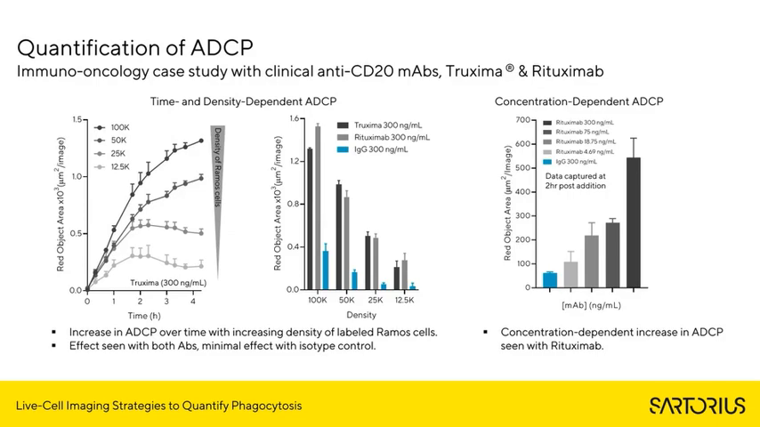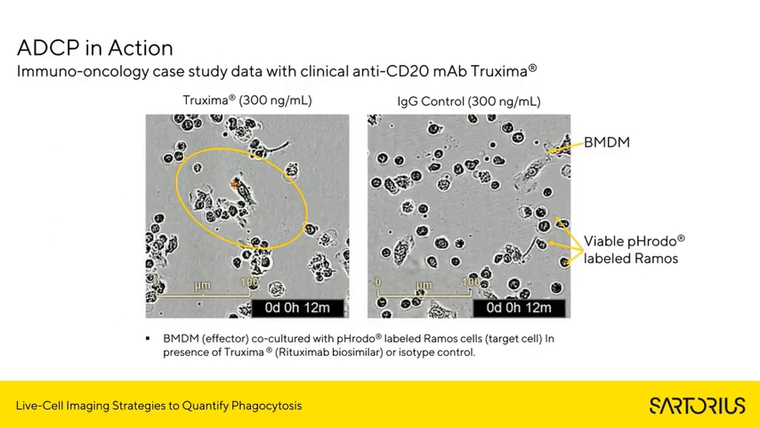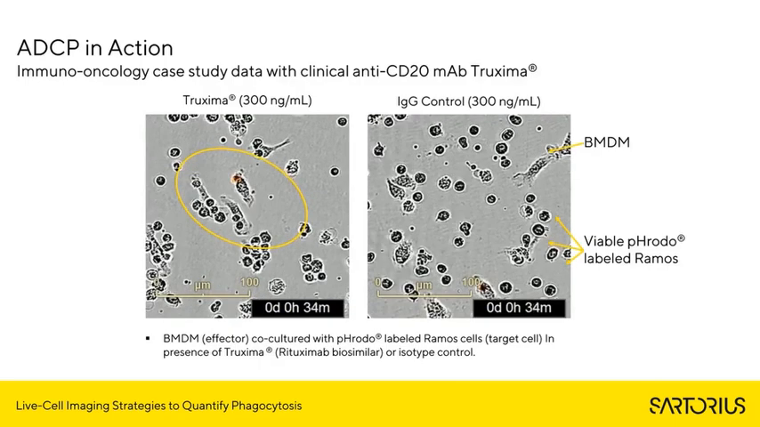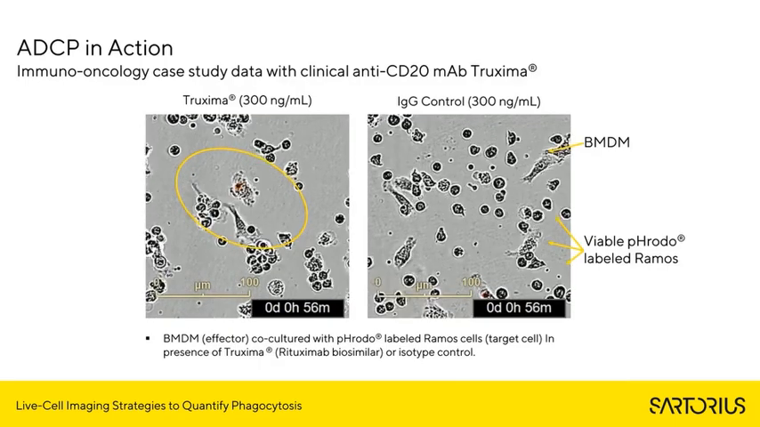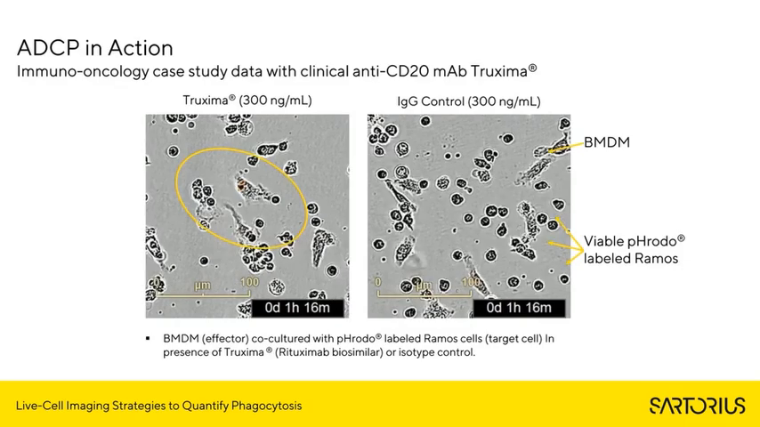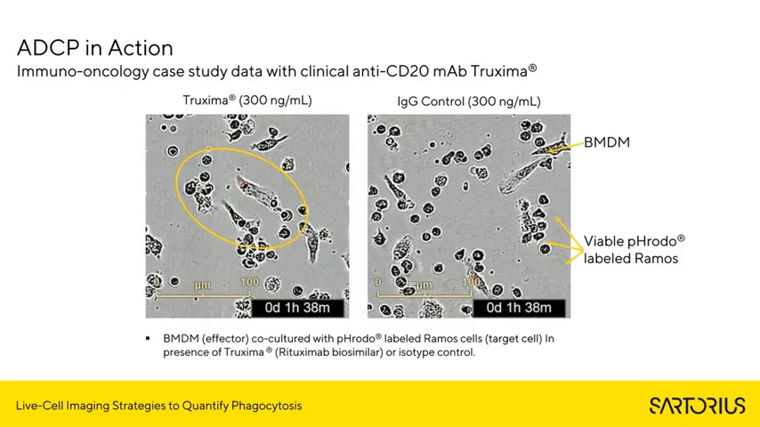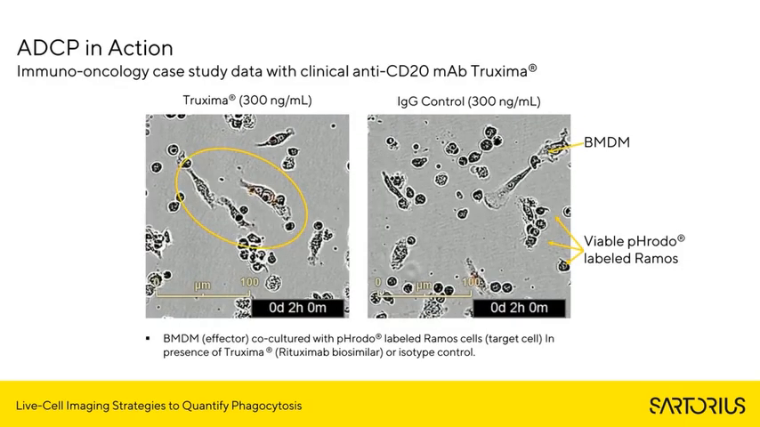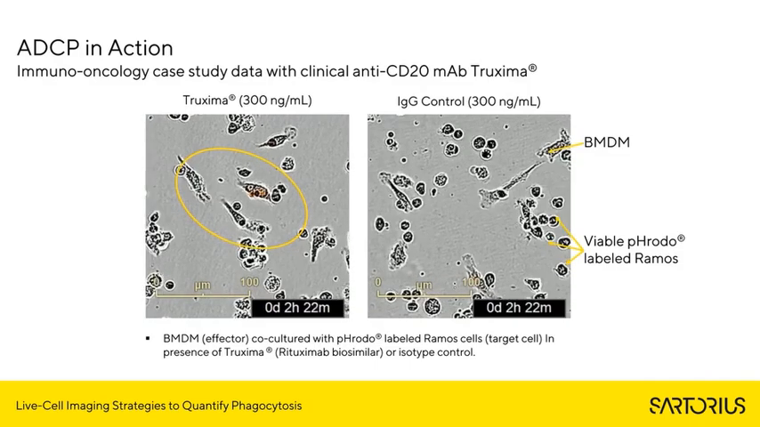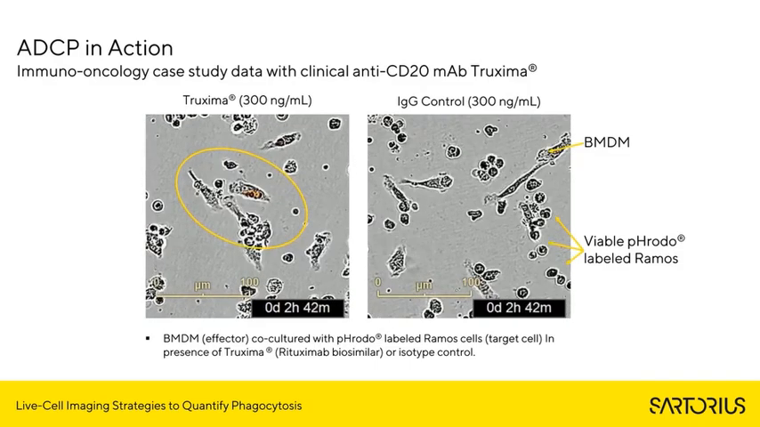Again, we have some high-frequency videos that were captured using the Incucyte. So bone marrow-derived macrophages were co-cultured with Frodo-labeled Ramos cells in the presence of truxima or isotype control. And we can see this increase in fluorescence following engulfment of viable target cells for truxima, which is not seen in the control conditions.